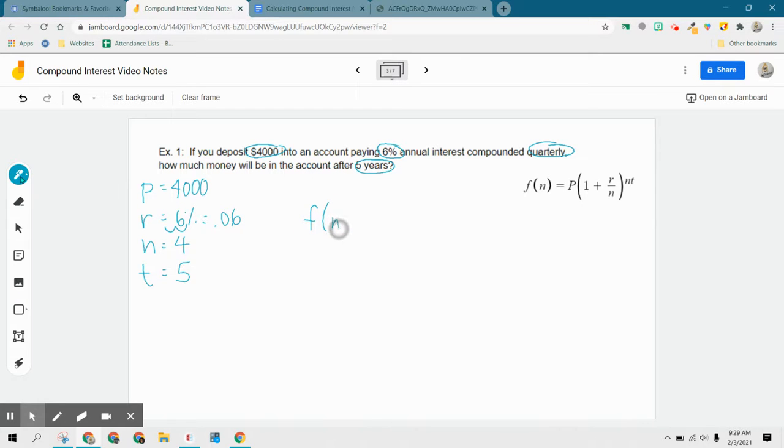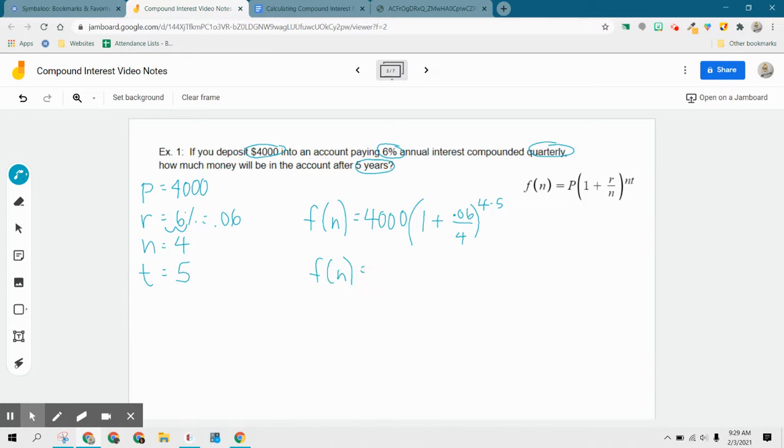So our total amount is going to be equal to our principal investment. Then we're going to have 1 plus, I'm going to plug everything in where it belongs before I worry about actually solving any of this. Right here, don't forget to multiply 4 times 5. Probably the most common mistake is that students forget that they need to multiply here on the outside for their exponent.